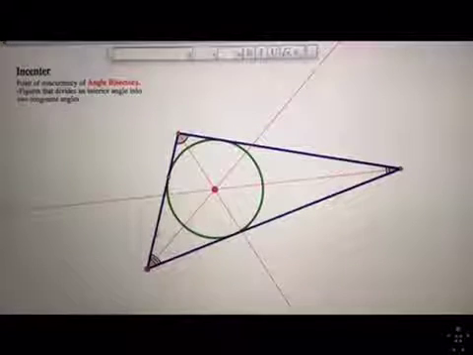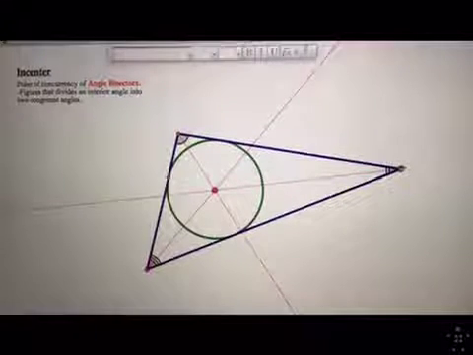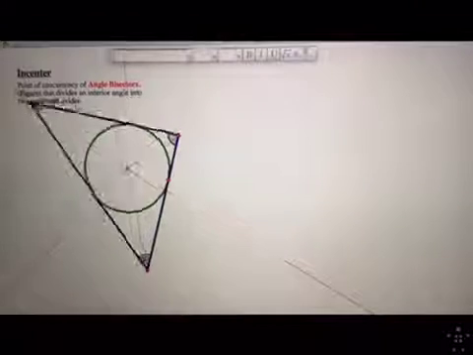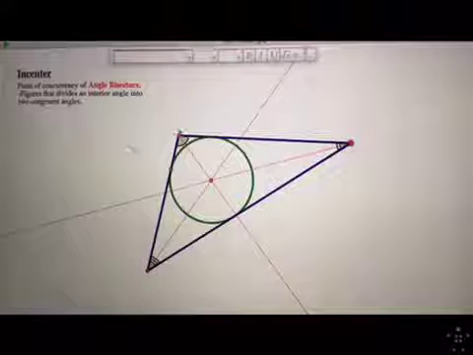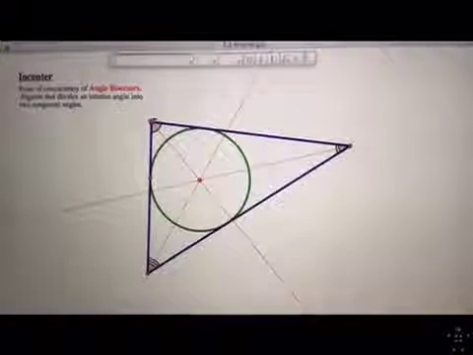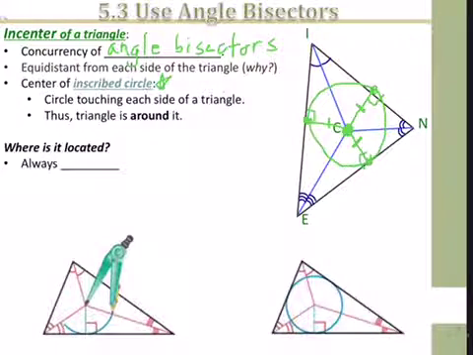Fine. So as far as its location, we talked about this last time in regards to the circumcenter, and how sometimes the circumcenter is inside of the triangle, sometimes it's outside. No matter how I fiddle with this thing, the inscribed circle and the incenter is always going to be inside of the triangle. So just to take this note down, it is always located inside.